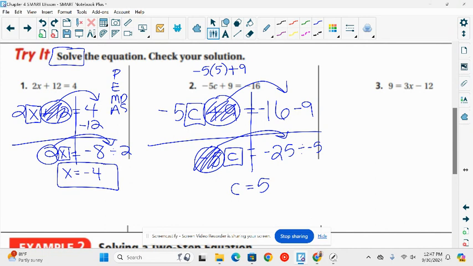So -5 times 5 plus 9. What's it give me? -16, which is what I was hoping for. So I know I did it right. So I know that C has to be 5. Can C be anything else? No. It's the only thing it can be. All right, you try number 3 real quick.